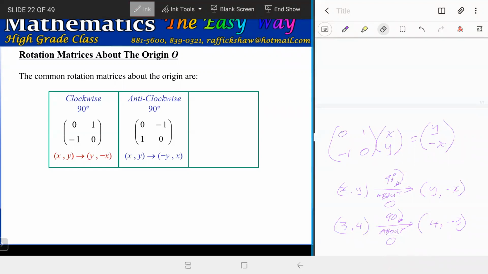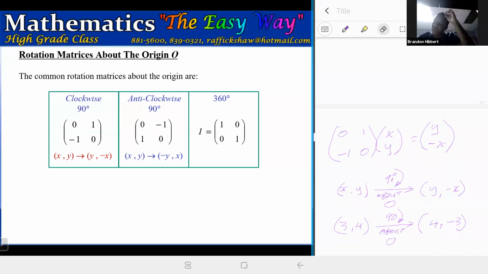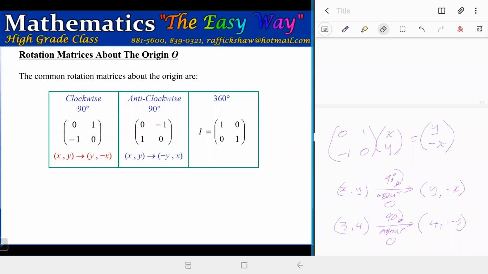All right, so the other kind of rotation is the 360 degrees. Now, 360 degrees is actually the identity matrix. Can anybody tell me why a 360-degree rotation will be done by the identity matrix? Because it's just going to go back into the same place. Exactly. It's going back to the same place if you rotate something 360 degrees. And remember the identity matrix.